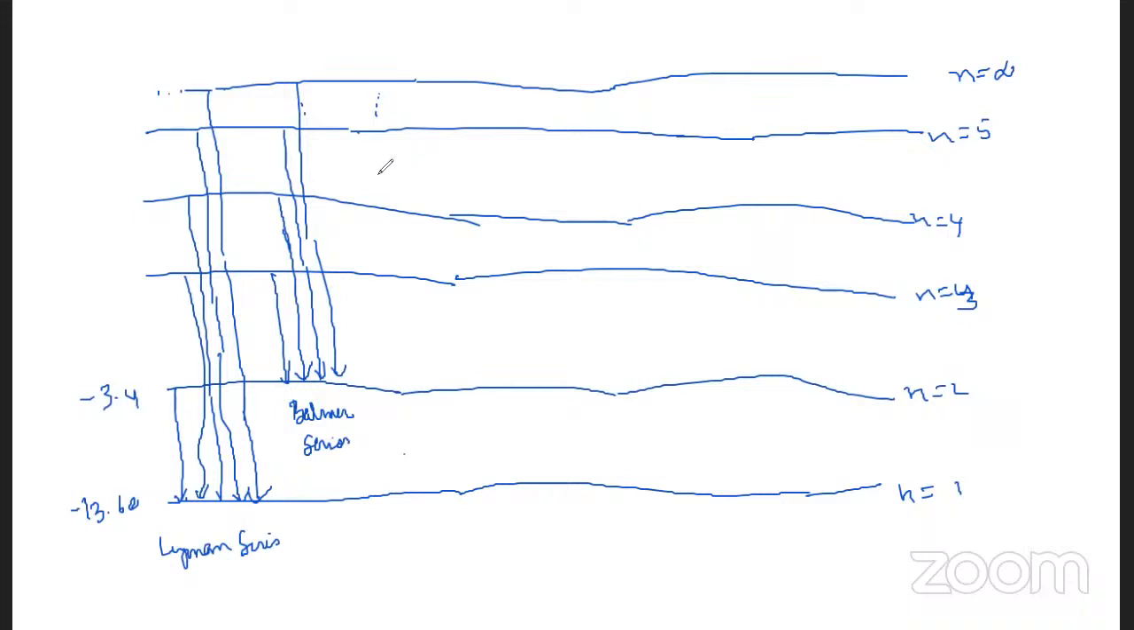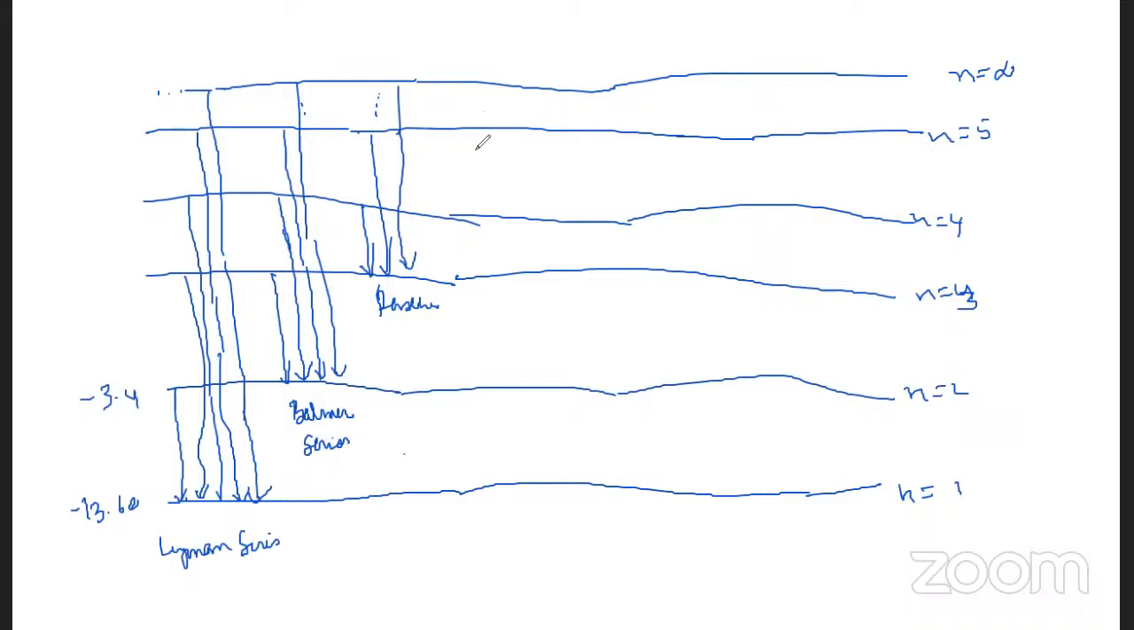Like this, we can draw the Paschen series. The Paschen series is nothing but transitions from 4 to 3, 5 to 3, or infinity to 3. So this series we call the Paschen series.